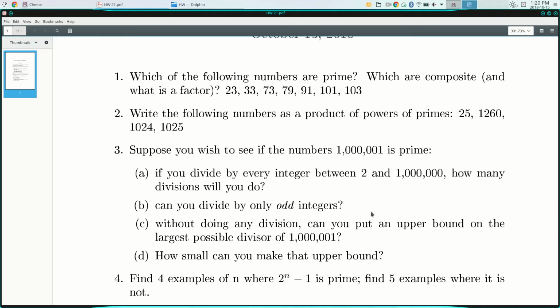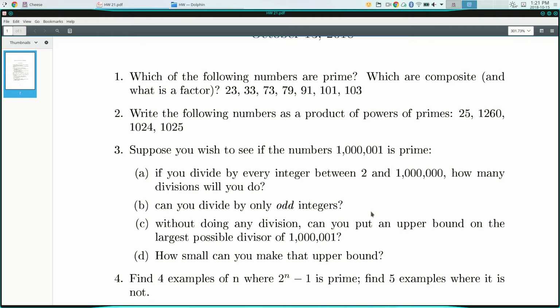I would argue that if you tested up to 3, and 3 didn't go in, you could say it would be no larger than 1,000,001 divided by 3. And so on. Like 1,000,000 divided by 5. If that doesn't work, then the upper bound is going to be smaller than 1,000,000 divided by 5.